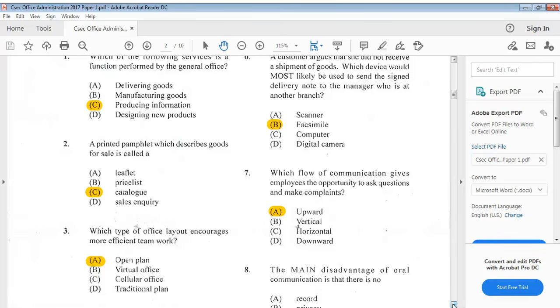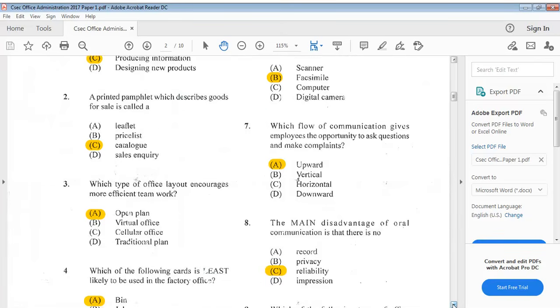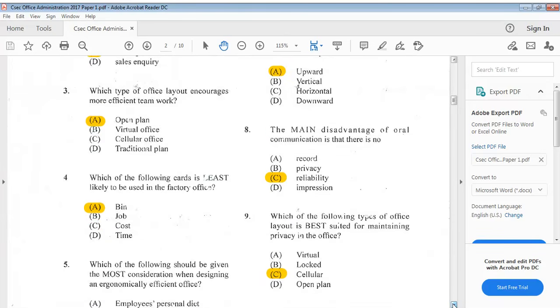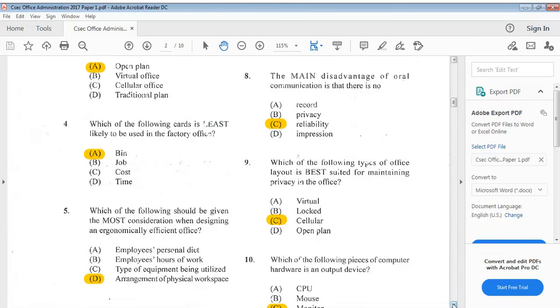Which type of office layout encourages more efficient teamwork? A. Open plan. B. Virtual office. C. Cellular office. Or D. Traditional plan. Our answer would be A. It would be open plan. These questions are being repeated again. So let's move on to question number 4.